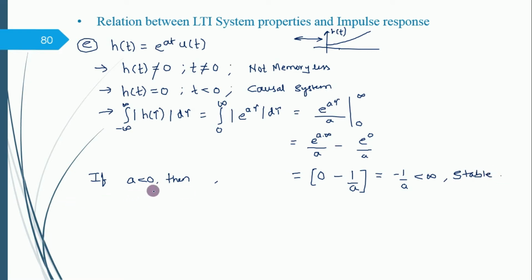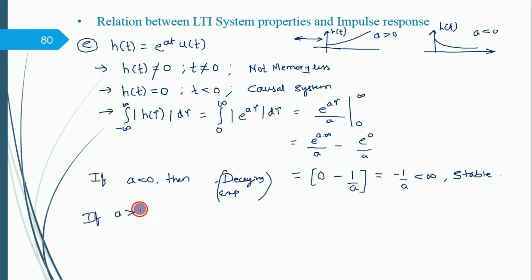Now if a is less than 0, the meaning is a decaying exponential. For a decaying exponential, it is stable. For example, I'll write it. This is considering a growing exponential, considering a greater than 0. If I consider a less than 0, this would look like this. Fine. Now we have to consider the other one.